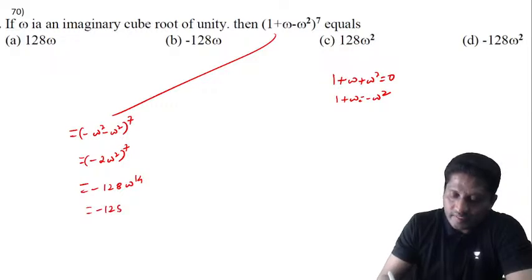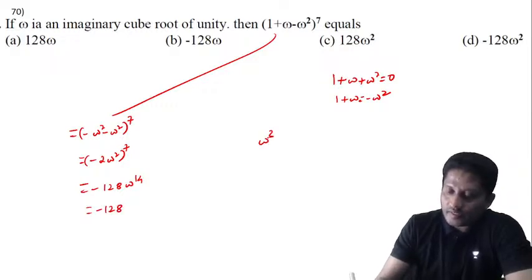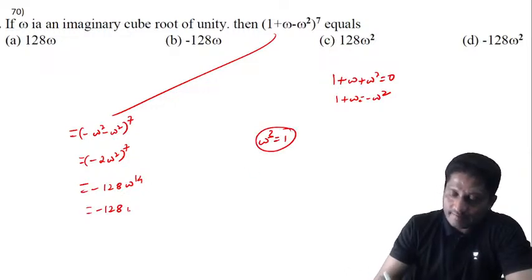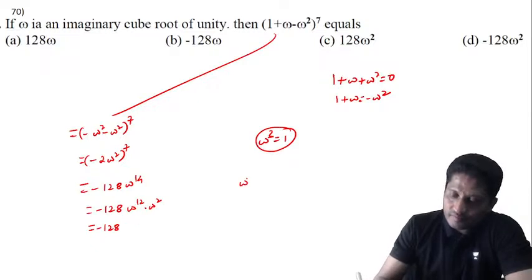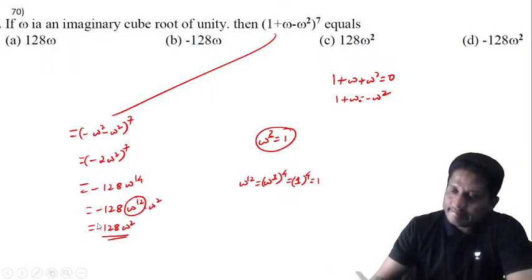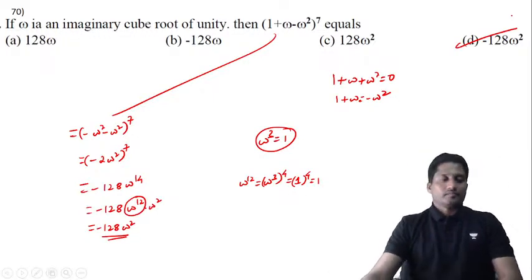Okay, minus 128. Omega cube is 1. In fact, omega to the power of any multiple of 3 is always 1. Omega power 12 into omega square. Omega power 12 can be written as omega cube whole power 4, which is 1 power 4, equal to 1 into omega square. So omega power 12 is plus 1. Answer is option D.